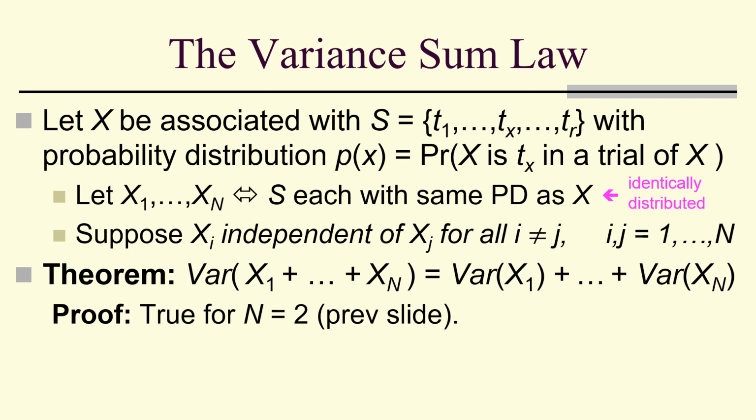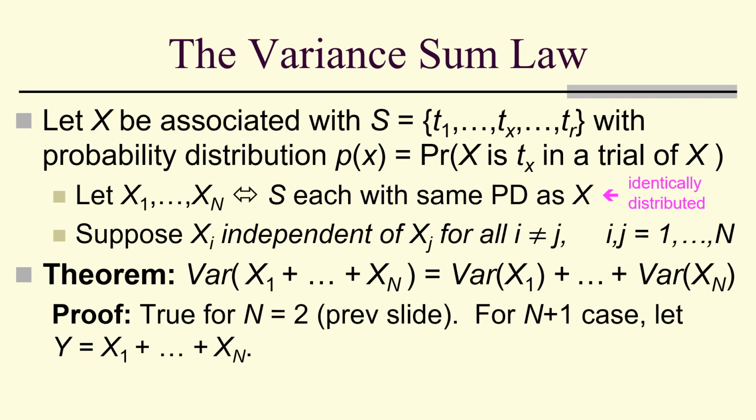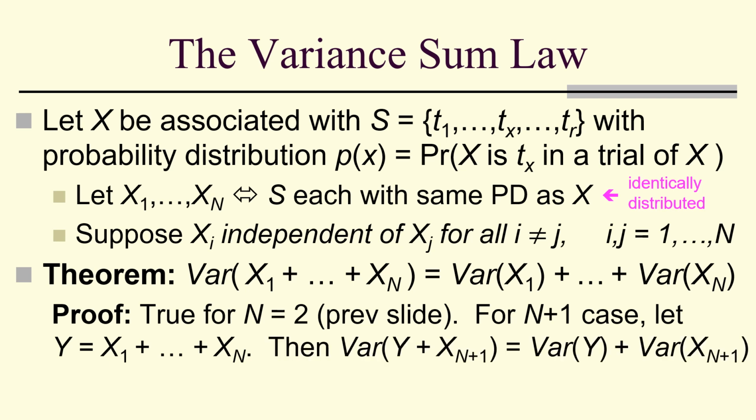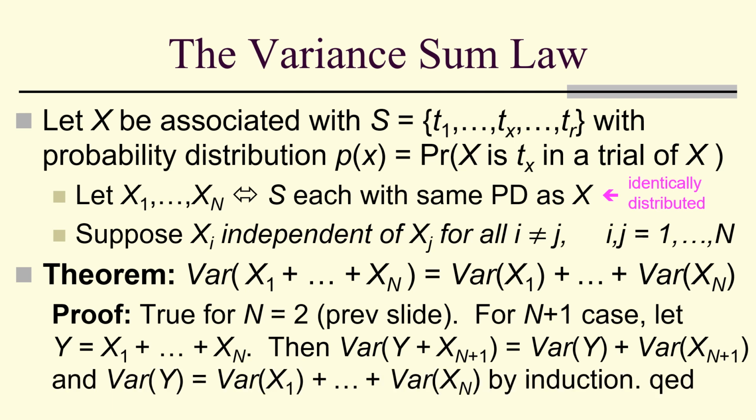Let's prove it. It's true for n equals 2. We showed that on the last slide. But for the n plus 1 case, we let Y be X1 to Xn, summed together. Then the variance of Y plus X n plus 1 is, by our previous slide, the variance of Y plus the variance of X n plus 1. But by our induction hypothesis, the variance of Y is the sum of the variances, proving the theorem.